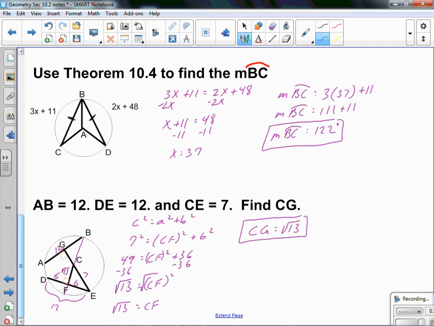All right. Questions, anybody? That one's kind of difficult because we have to incorporate a couple of different theorems or different rules into it to get there. But, no questions?